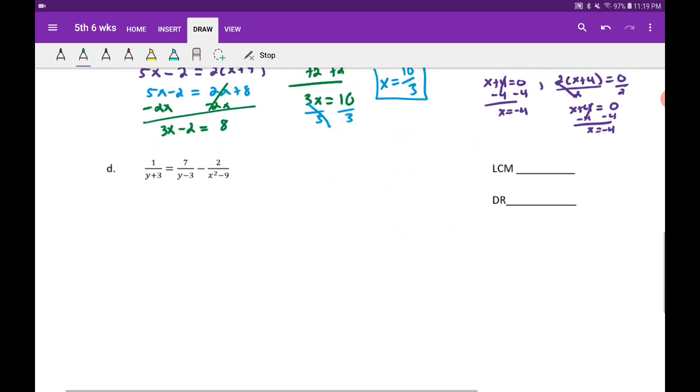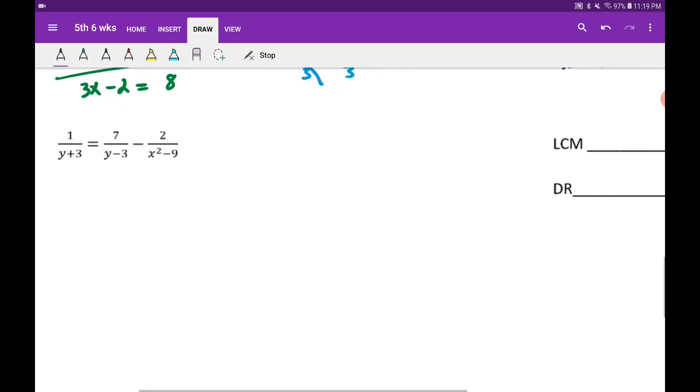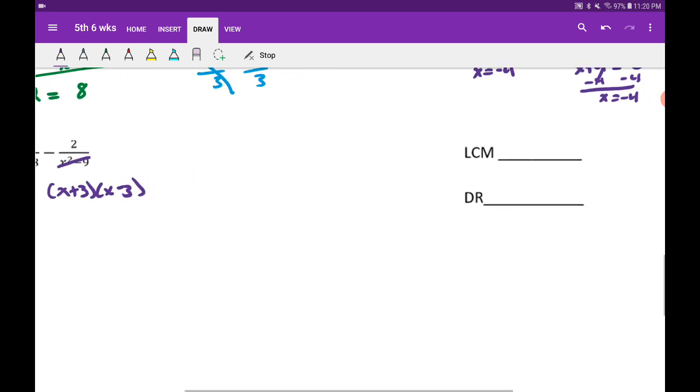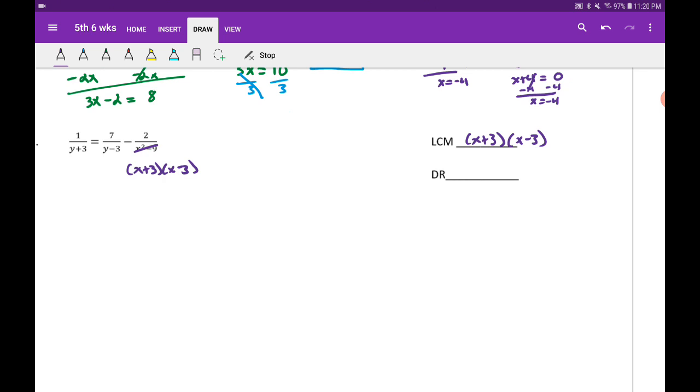All right, so here's D, our last example. This one is a more complicated one. So again, look at our denominators, y plus 3, y minus 3. If you look at those, negative 3, positive 3, factor this out here. It's the difference of squares, so y plus 3 times y minus 3. So it's pretty clear the LCM is going to be y plus 3 times y minus 3. That has every element of all the denominators. Domain restriction: y cannot equal negative 3 and 3.